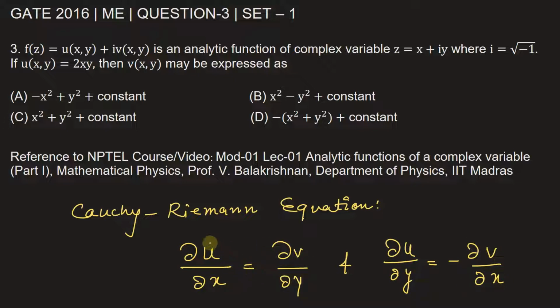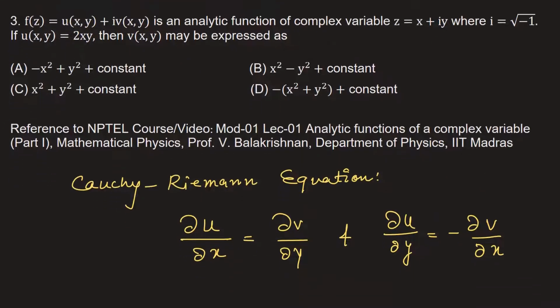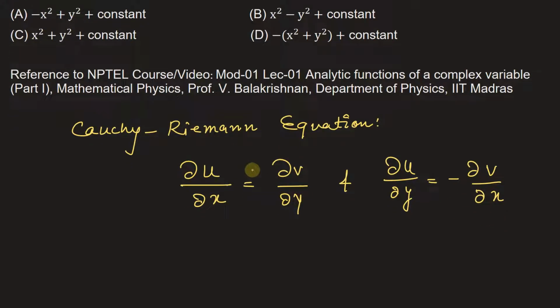One thing to notice here is u and v both are real, okay, but when we multiply v with iota, then it becomes imaginary and the whole function becomes a complex function. Okay, so let's use this Cauchy-Riemann's equation to find the value of v here. So u in the problem, it's given 2xy and we need to find v.